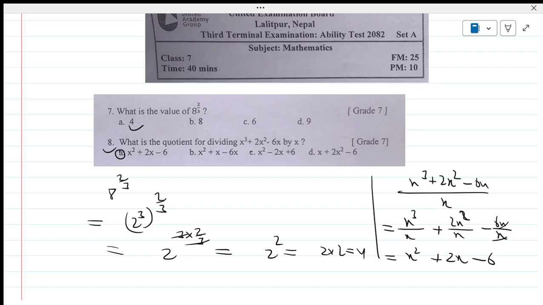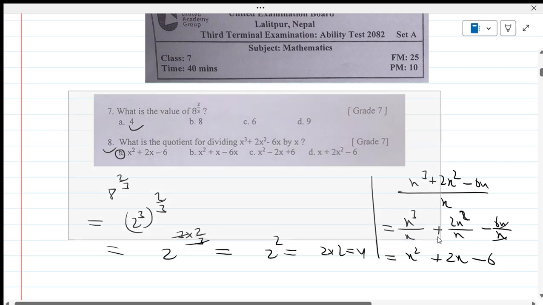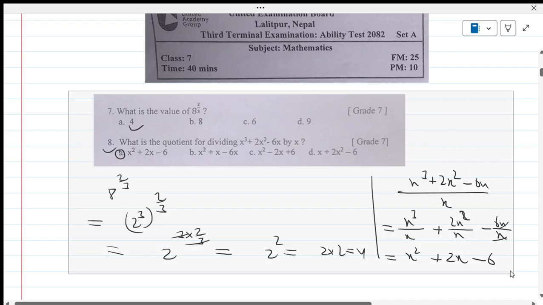So we are done with the algebra for set A. Now I go with the arithmetic portion of the set. So let's pick questions from 9 to 13 first.